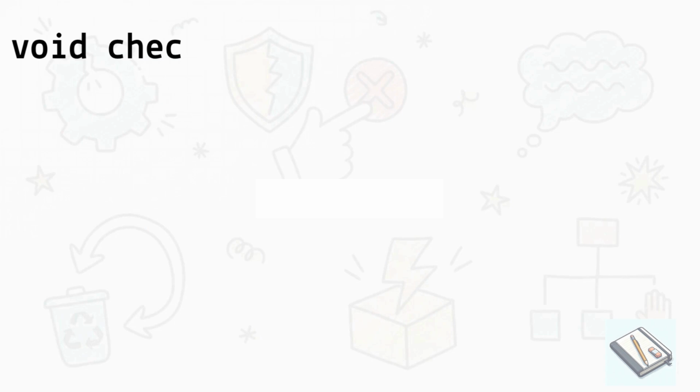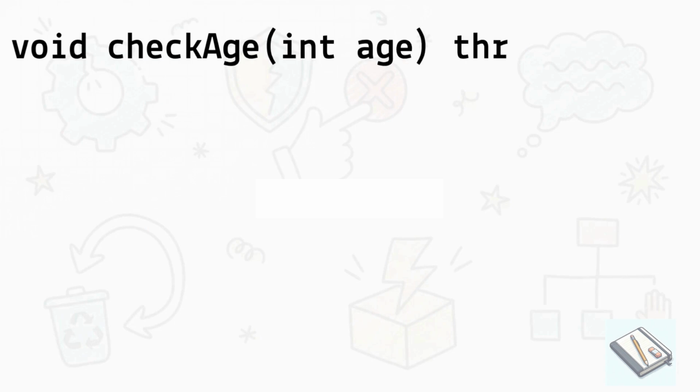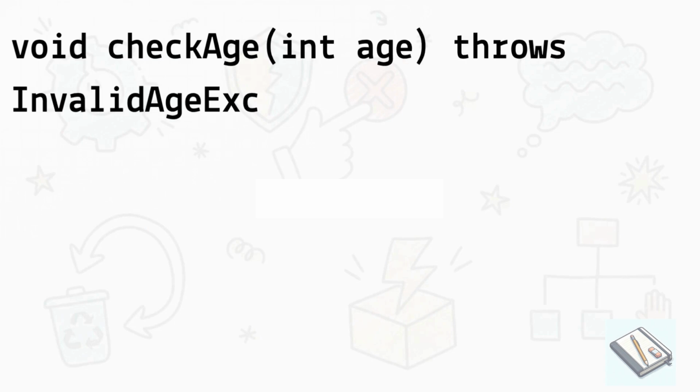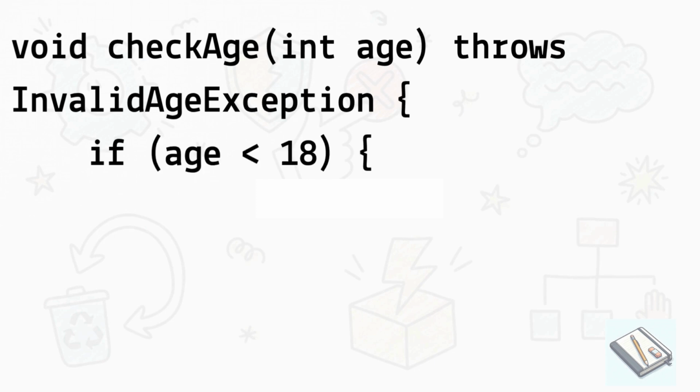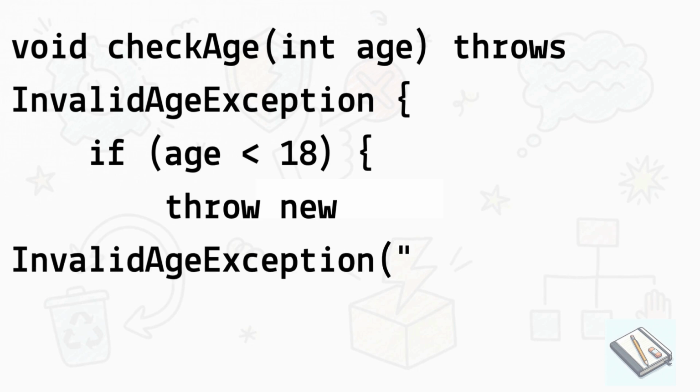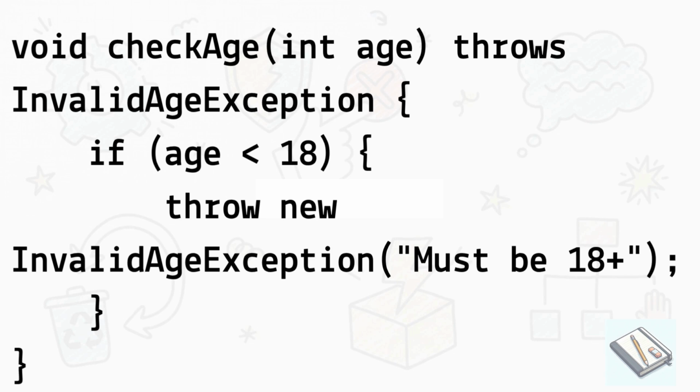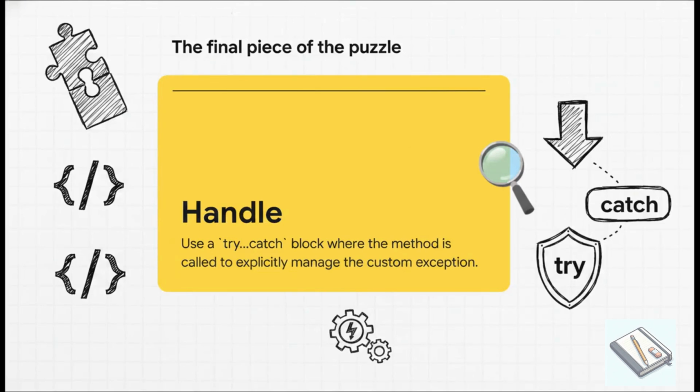And here's what that looks like in practice. See the method signature? Right after checkAge(int age), we add throws InvalidAgeException. That's our warning label. Then, inside the if block, when the age is too low, we use throw new InvalidAgeException and give it a helpful message. See how that works? Our error handling now perfectly reflects our business rule. The final piece of the puzzle is actually handling the error.